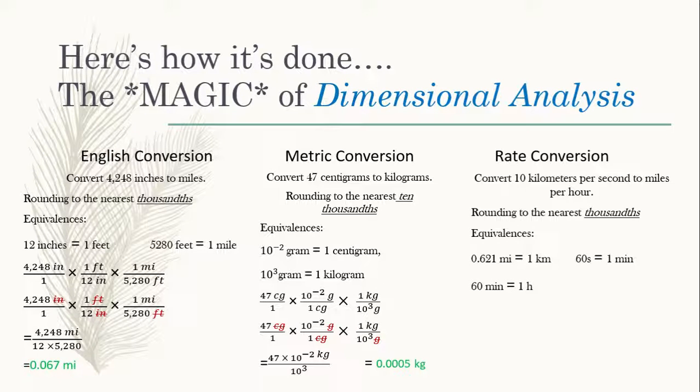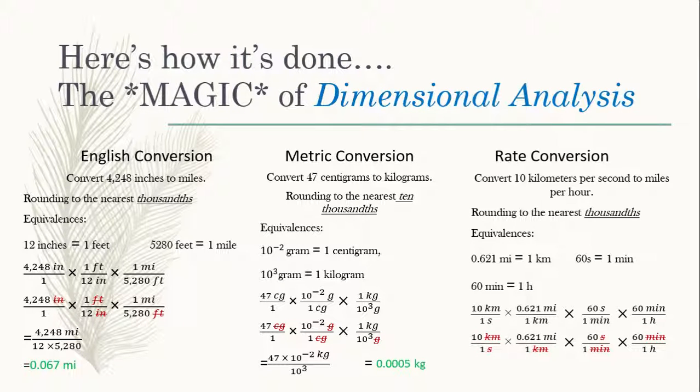Here are the equivalences we need to link the units to each other. 0.621 miles equals a kilometer, 60 seconds equals a minute, and 60 minutes equals an hour. We set up our conversion factors ideal to the dimensional analysis, like the previous two problems. After all the calculations, you will reach an answer approximately 22,356 miles per hour.